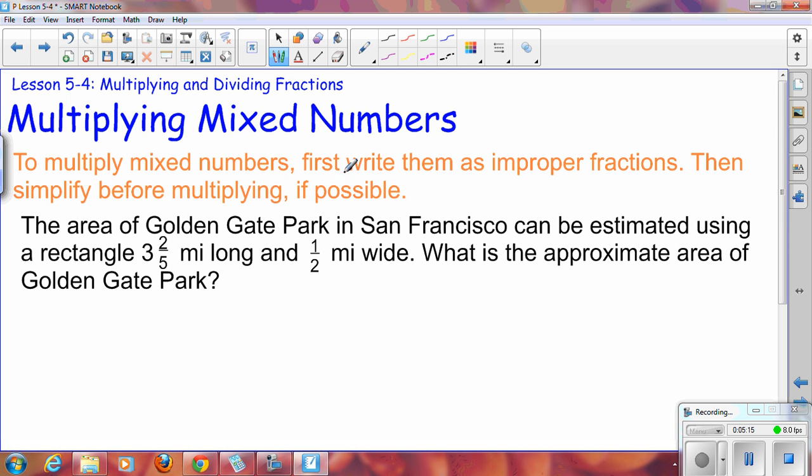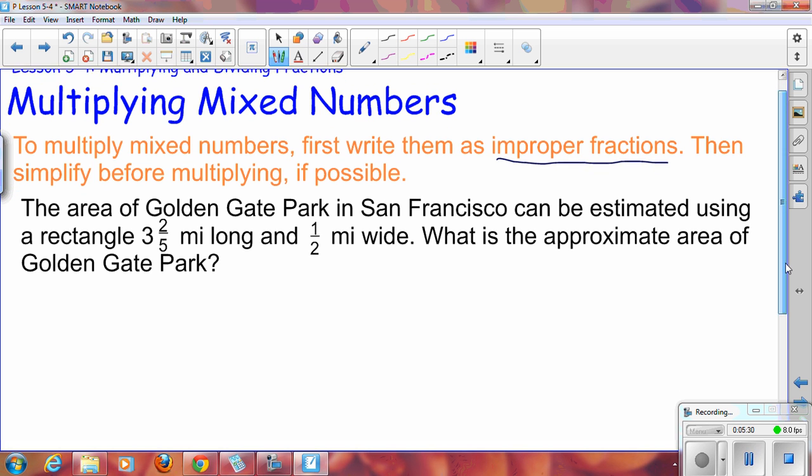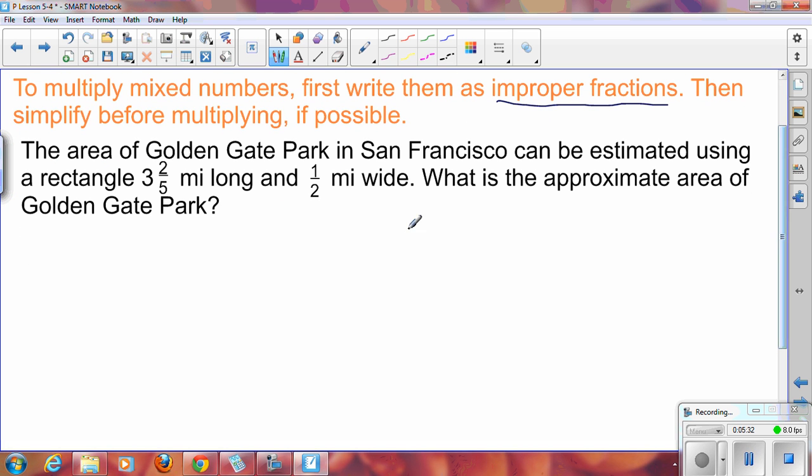Okay, when you multiply mixed numbers, first you have to write them as improper fractions. You can't multiply them when they look like this. You have to make them improper, then multiply, and then you're doing okay. And of course, I encourage you to simplify before you multiply.